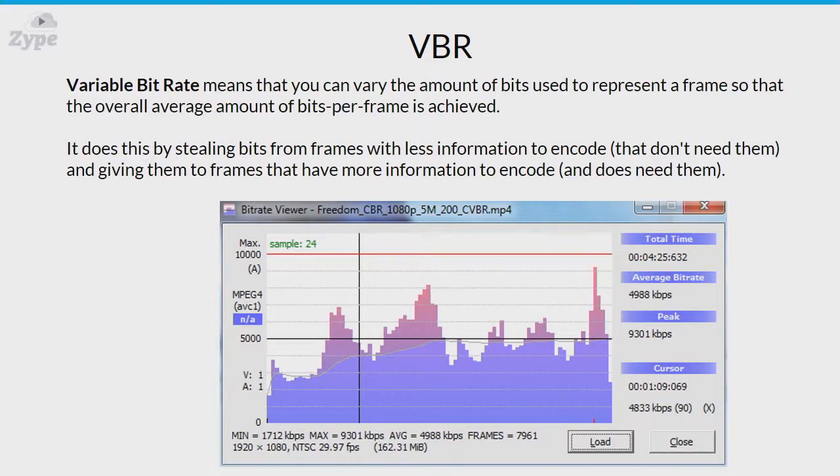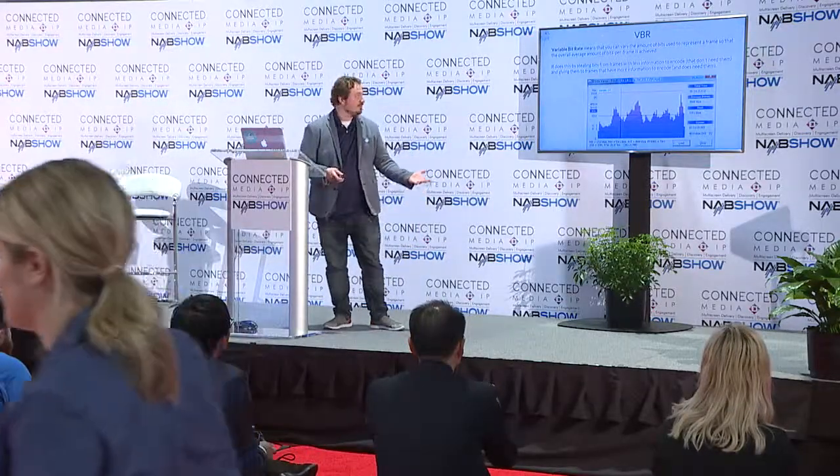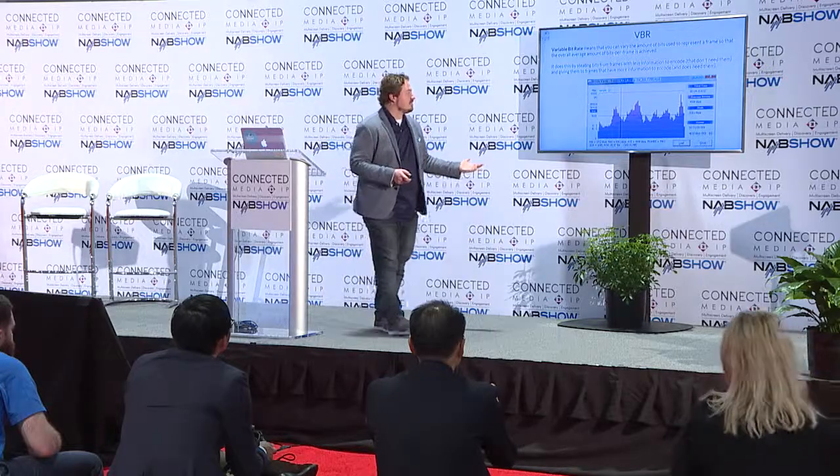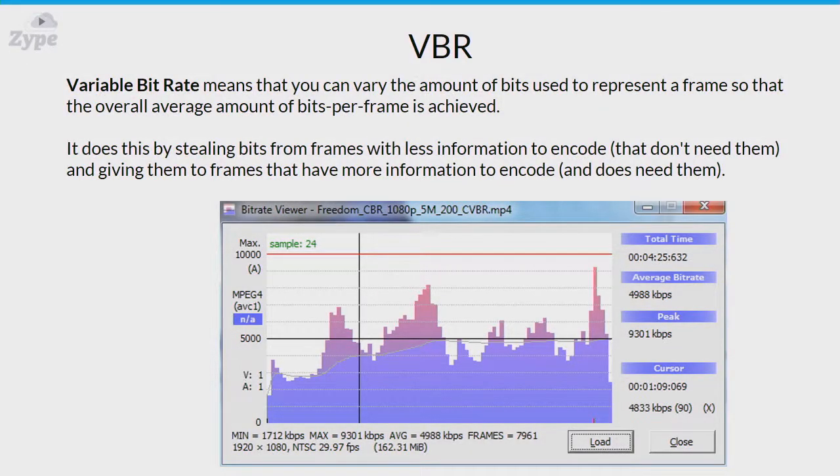Now VBR, variable bit rate, means that you can vary the amount of bits used to represent a frame so that the overall average amount of bits per frame is achieved. And it does this by stealing bits from frames with less information to encode and giving them to other frames that actually need it. And then obviously, this is also trying to match the 5 megabits per second. But there are peaks and valleys. The frames that have higher complexity are going to be peaked up, and frames that have lower complexity are not going to generate the amount of bits on a per frame encoded level.